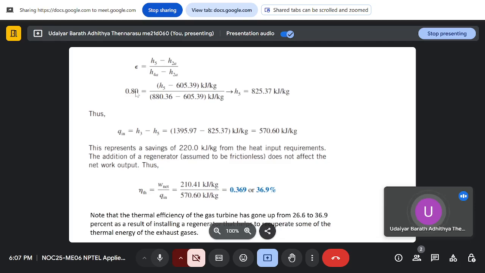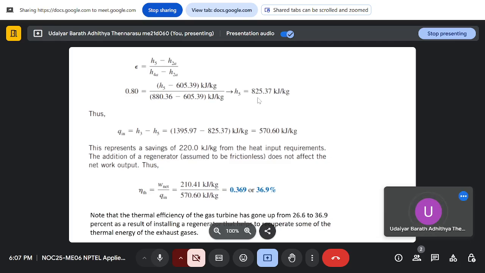So your effectiveness is given as 80%, so it is 0.8. So the enthalpies are, so (H5 minus 605.39) divided by (880.36 minus 605.39). So this gives me H5 as 825.37 kilojoule per kg.